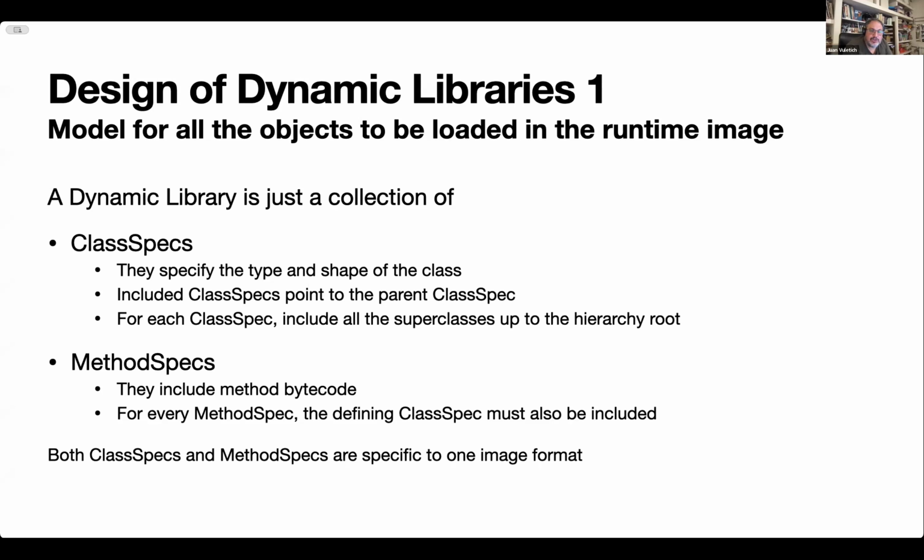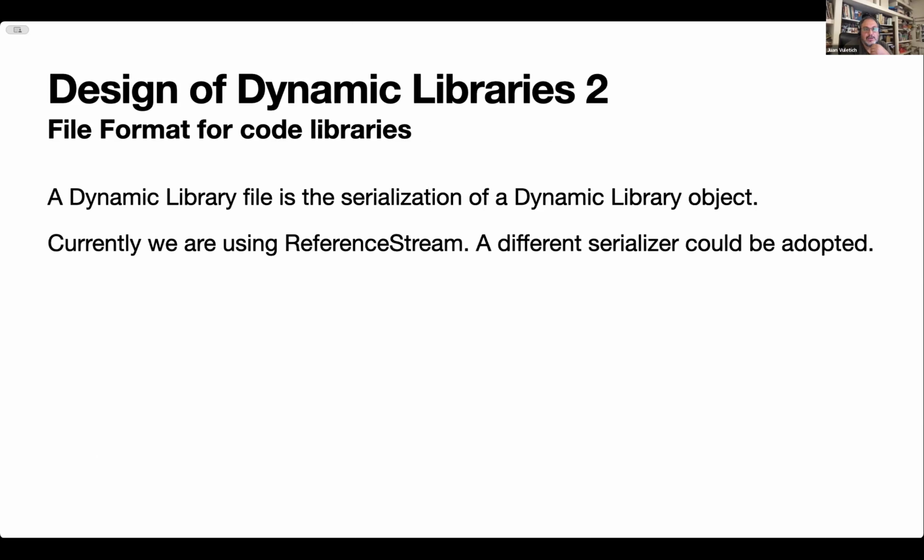It is important to include the parent class path up to the hierarchy root, because this is a way to completely specify the shape of the instances and the bytecode for accessing instance variables. There is no special file format for dynamic libraries. Library files are just reference stream serialization of the dynamic library object we just described. And any object serialized could be used instead.